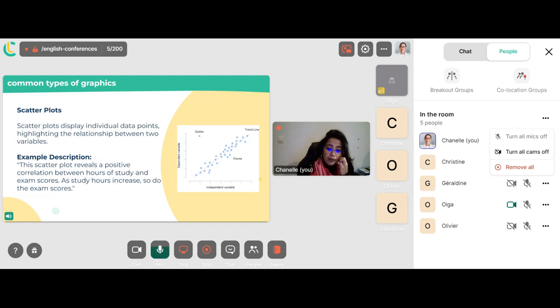Scatter plots. Scatter plots display individual data points highlighting the relationship between two variables. An example description for a scatter plot would be: the scatter plot reveals a positive correlation between hours of study and exam scores. As study hours increase, so do the exam scores. So what we are looking for here is how something is directly proportional to something else. And this can be used as an interesting graphic as well.